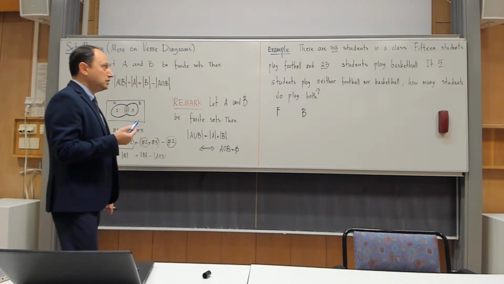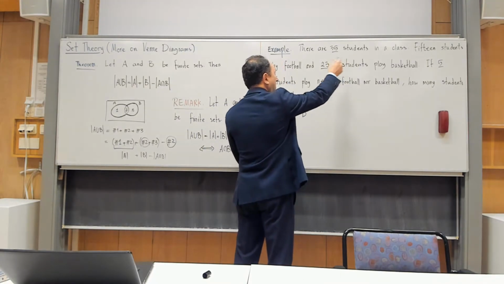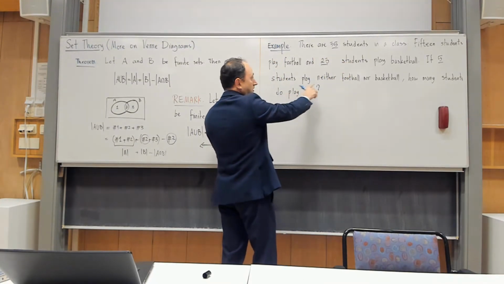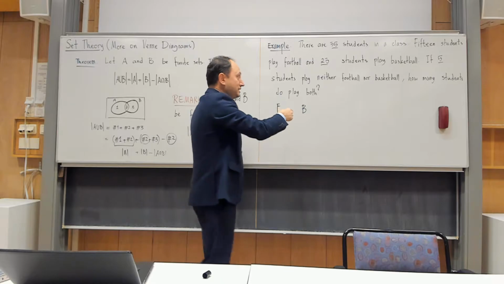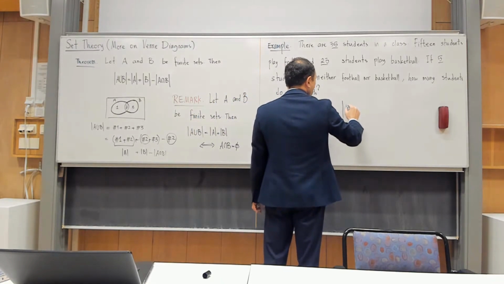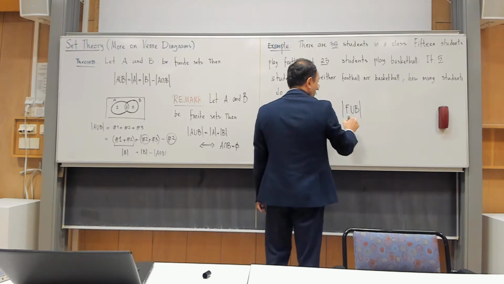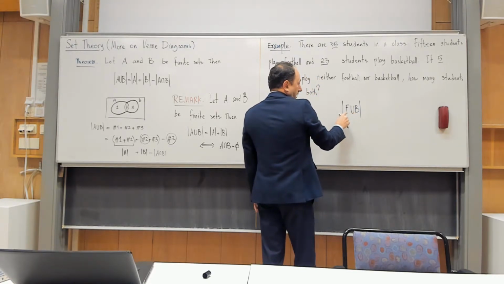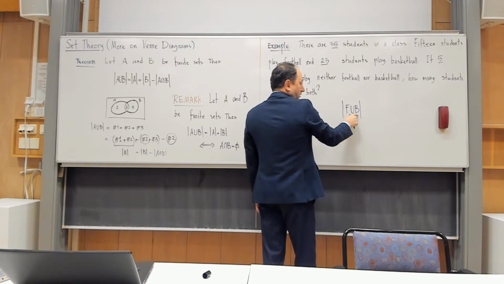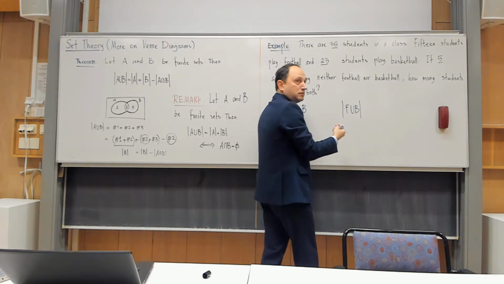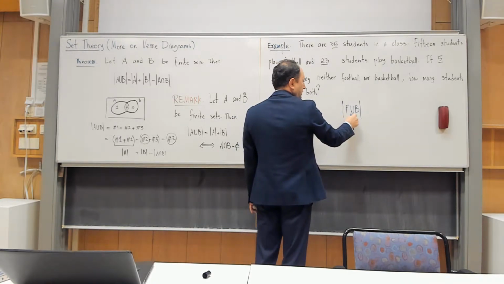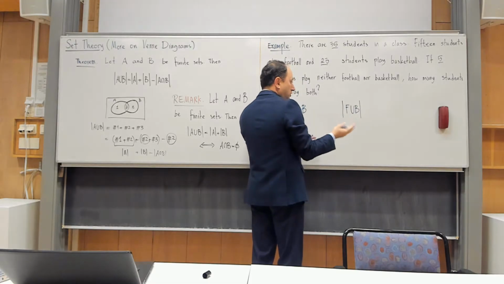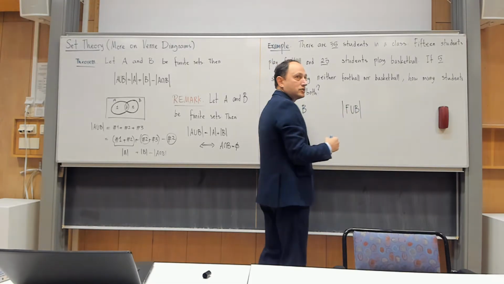Okay, so what we know by reading this text is that there are 35 students, but the last sentence is important because 5 students play neither football nor basketball. So it means that the cardinality of F union B... what is the meaning of F union B? A student is in this set if that person is either in this set or in that set, or of course in both. Yes, that is the meaning of "or" in mathematics. So when you write F union B, you are interested in those students who are playing at least one of these sports. That's the meaning.